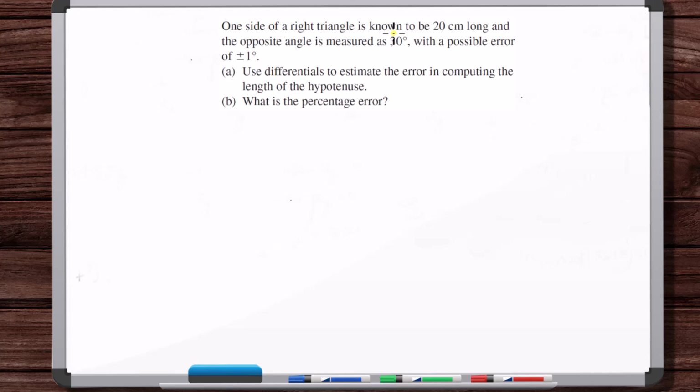One side of a right triangle is known to be 20 centimeters long, and the opposite angle is measured as 30 degrees, with a possible error of plus or minus 1 degree. Use differentials to estimate the error in computing the length of the hypotenuse.